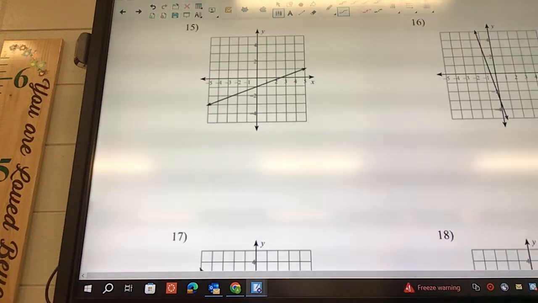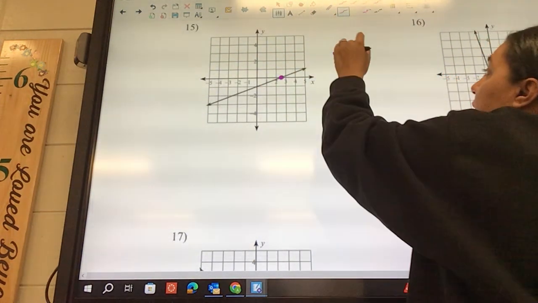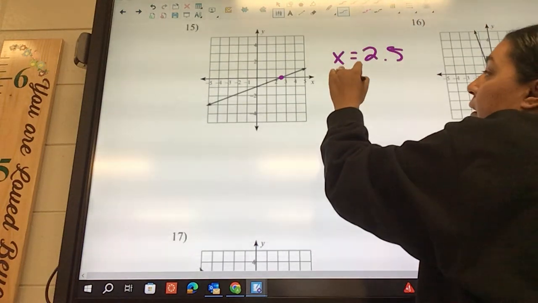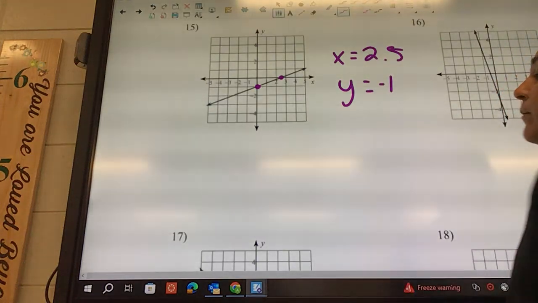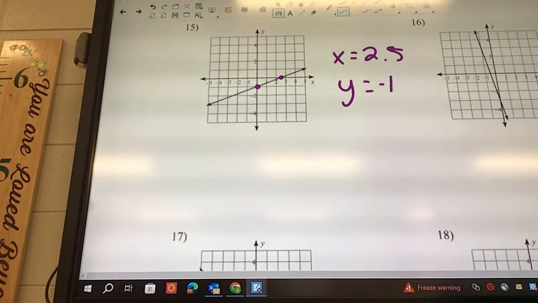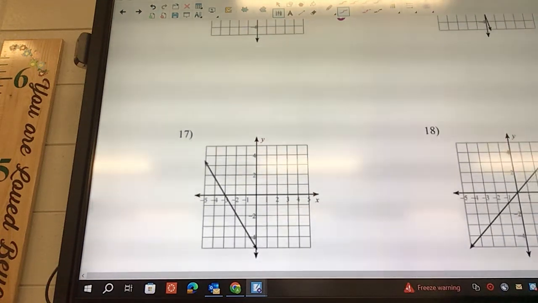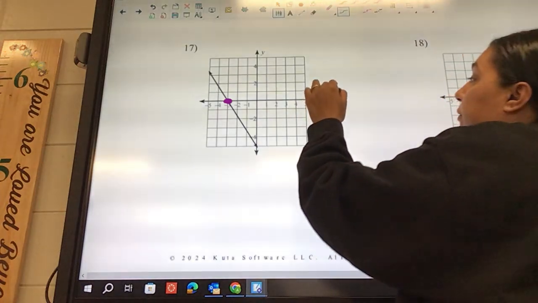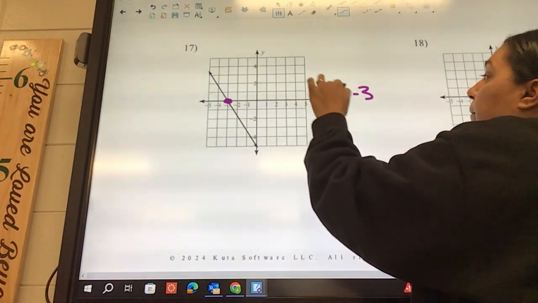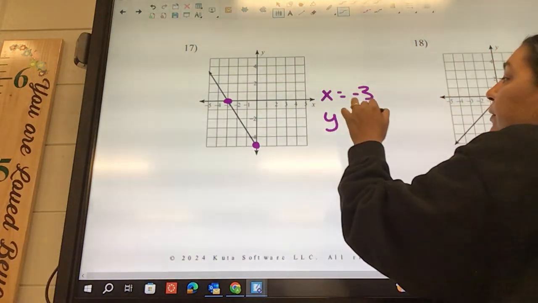Okay, 15. My x, again, it crosses right here, so I'm going to say 2.5. And my y crosses here at -1. Okay, and then lastly, 17, my x crosses here at -3. My y crosses here at -5, sorry.